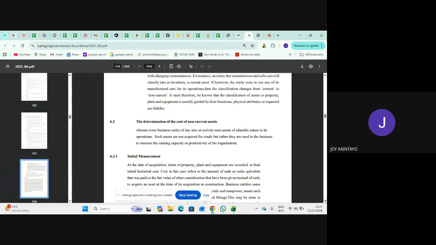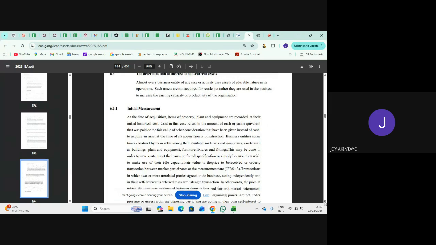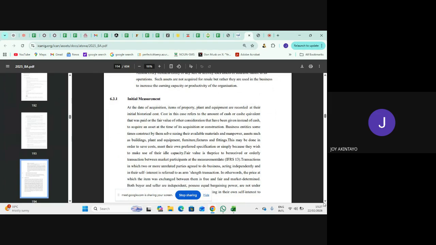Are we together? We buy them because we need them. We need them for the sake of what? Earning, increment in the earning capacity or productivity of the entity. Are we together?